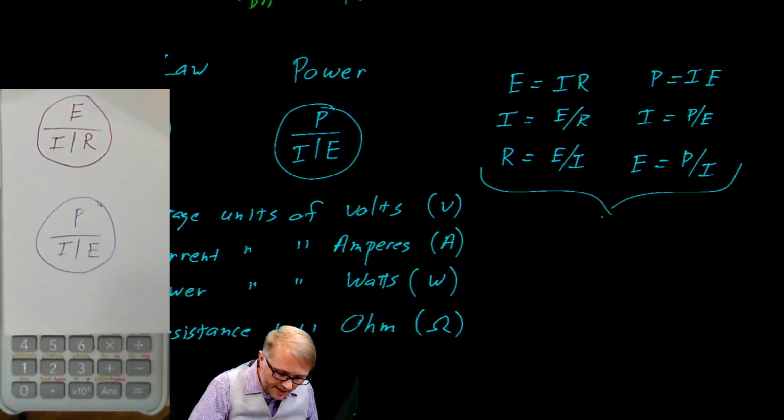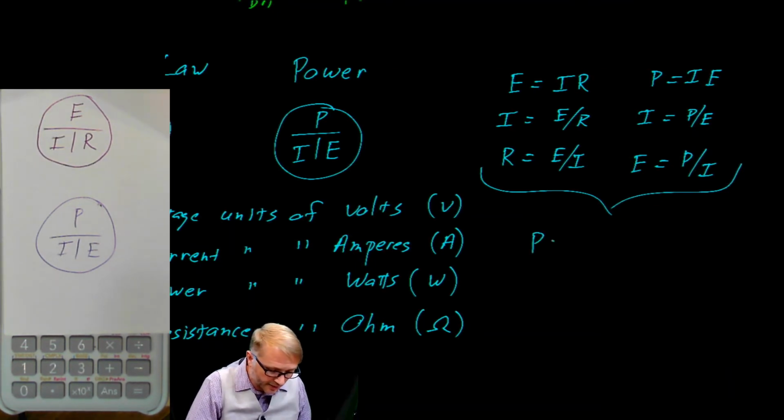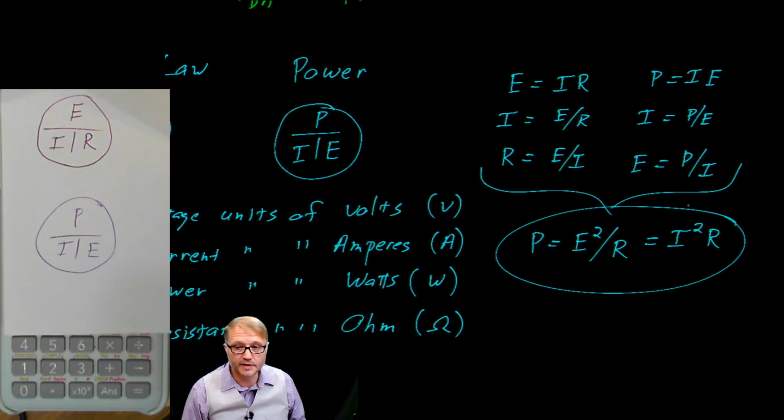If you were to do some algebraic manipulation, you would also find that power is equal to the voltage squared divided by resistance, and it's the current squared multiplied by the resistance. And you'll find that these are particularly useful as we go along. With them, you don't have to do two steps in some of the problems.